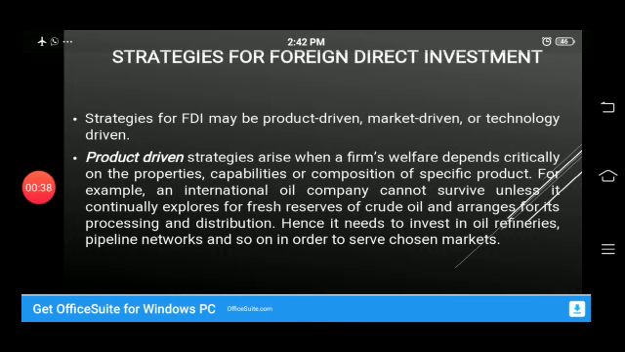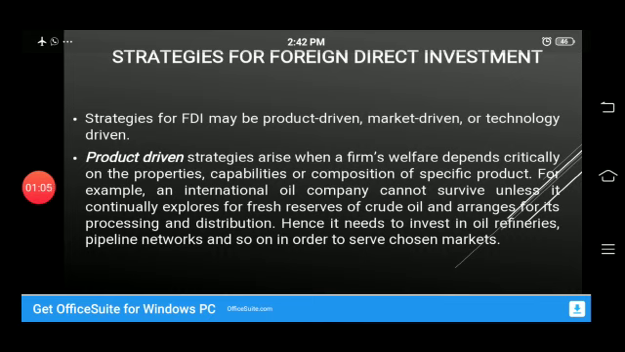First of all, we will study the strategies of foreign direct investment. There are three types of strategies of foreign direct investment. One is product driven, second is market driven, and the third one is technology driven. We will discuss all these strategies one by one. Number one is product driven.